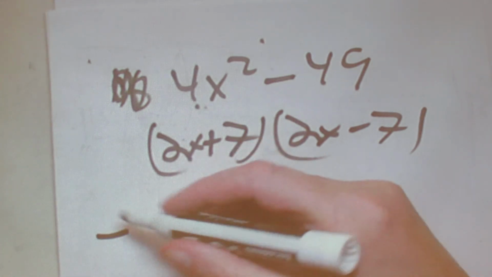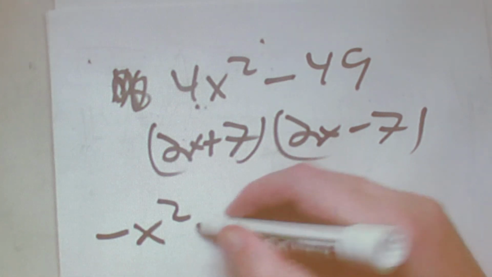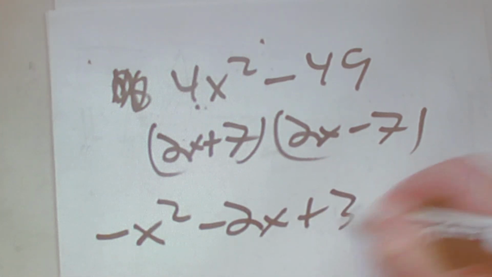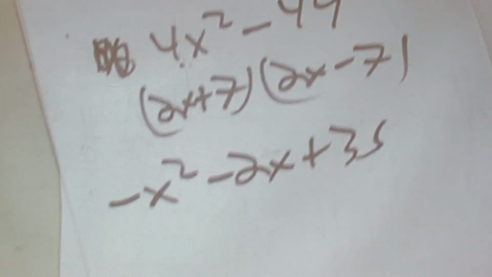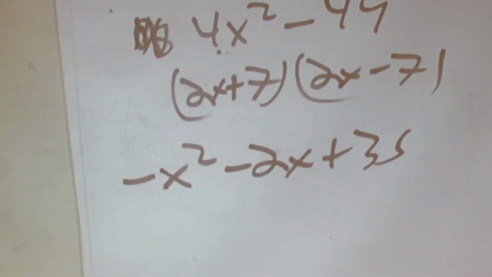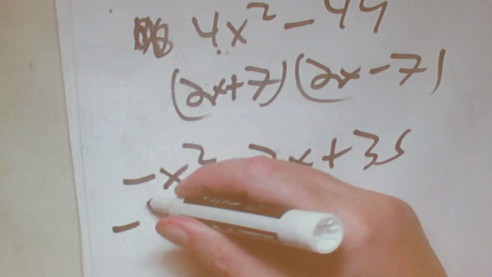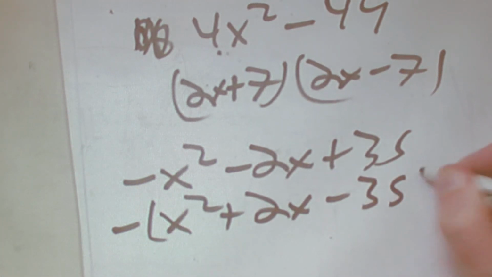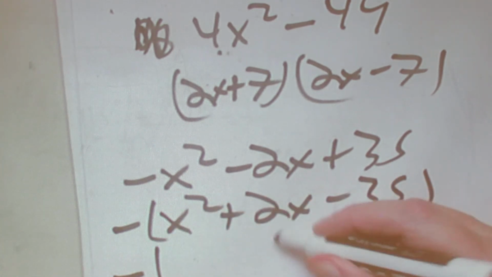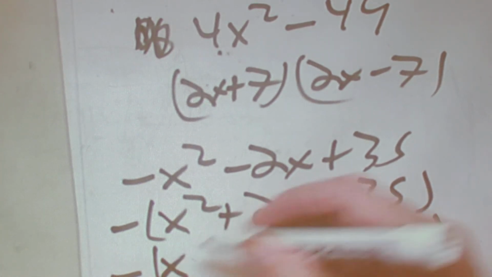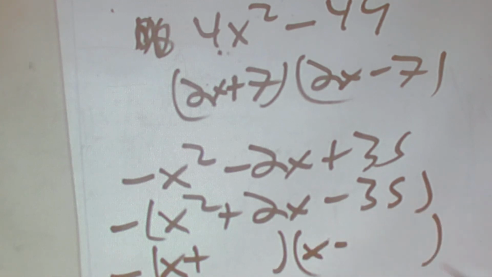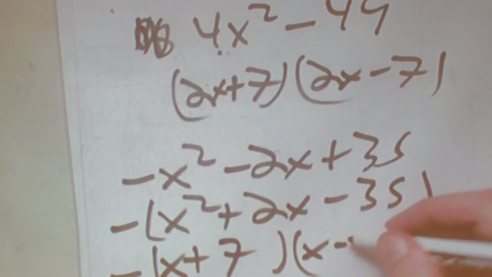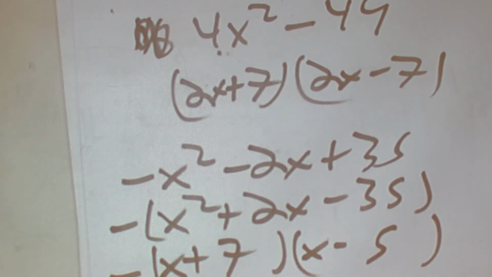Next, let's say we have something like negative x squared minus 2x plus 35. The first thing we want to do is factor out the negative 1. So negative x squared plus 2x minus 35. We keep our negative as part of our answer. We're going to have an x plus and an x minus. Our factors of 35 that subtract to get to 2 are 7 and 5.